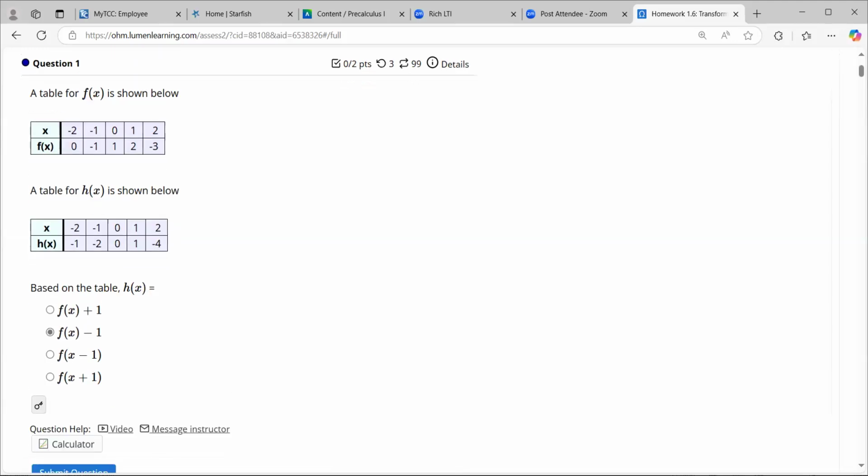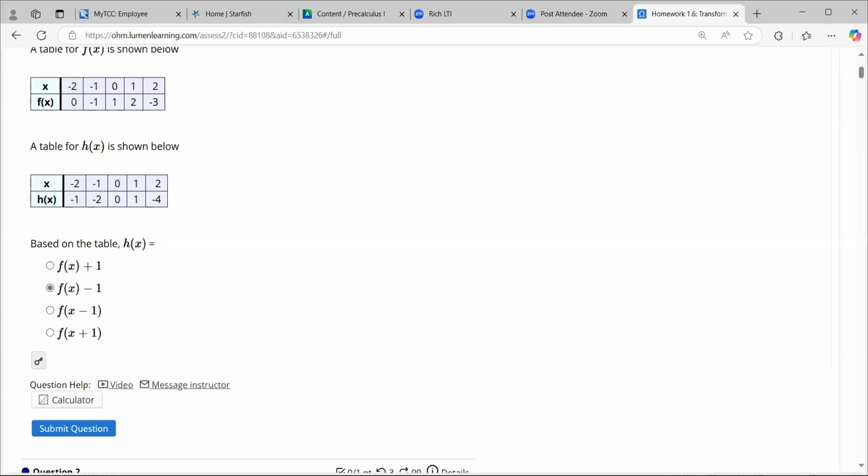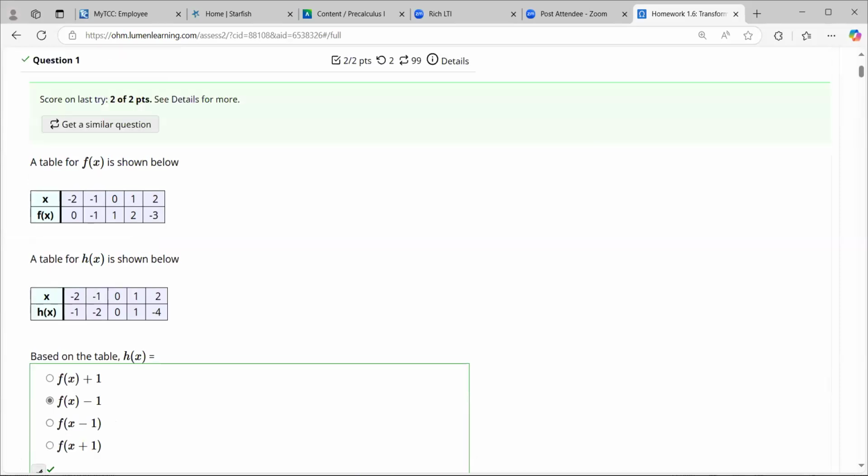And let me know, is that clear? The idea of seeing function as a machine still works when we consider transformations. In this case, the input remains the same. The output changes. All the values of the output become 1 less than the mother function's output. So the change happens to the output. We subtract 1 from the output of the mother function f of x. And that's question 1.